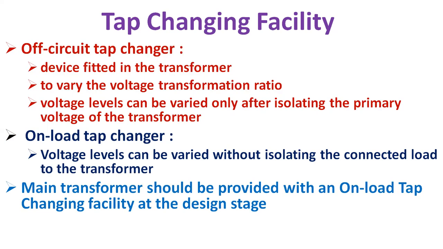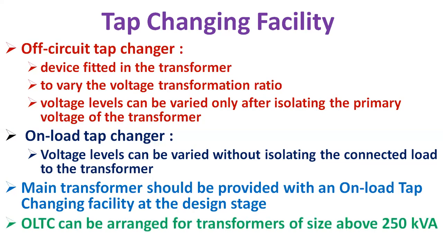To minimize the magnetization losses and to reduce the nuisance of tripping of the plant, the main transformer, that is the transformer that receives the supply from the grid, should be provided with an on-load tap changing facility at the design stage itself. Downstream distribution transformers can be provided with an off-circuit tap changer. The on-load gear can be put on auto mode or manual depending on the requirement. The OLTC can be arranged for transformers of size 250 kVA onwards. However, the necessity for an OLTC below 1000 kVA can be considered after calculating the cost economics.